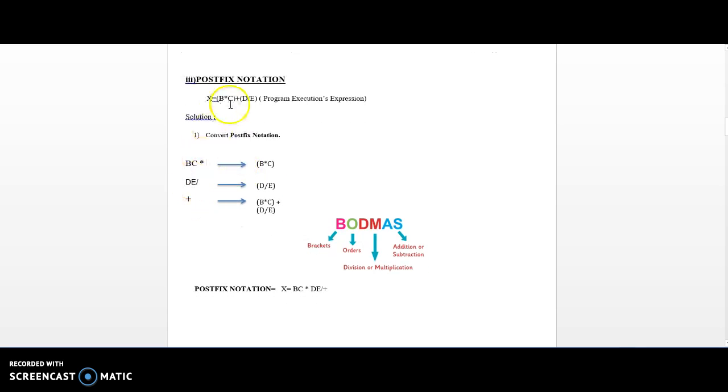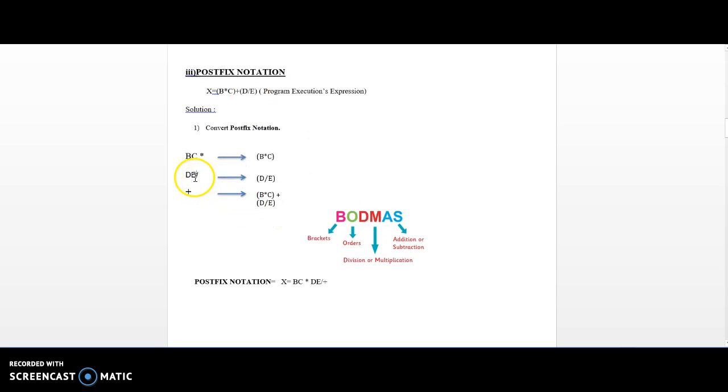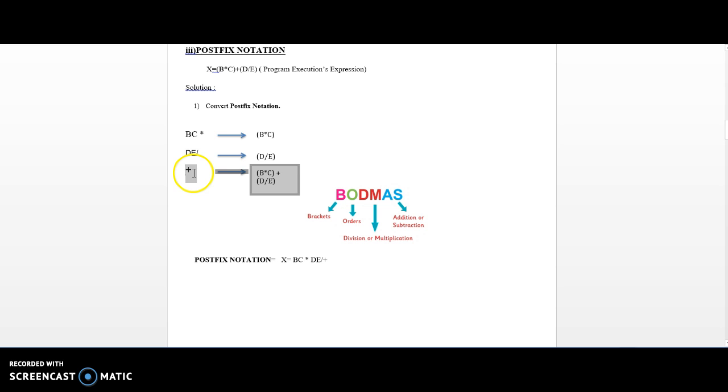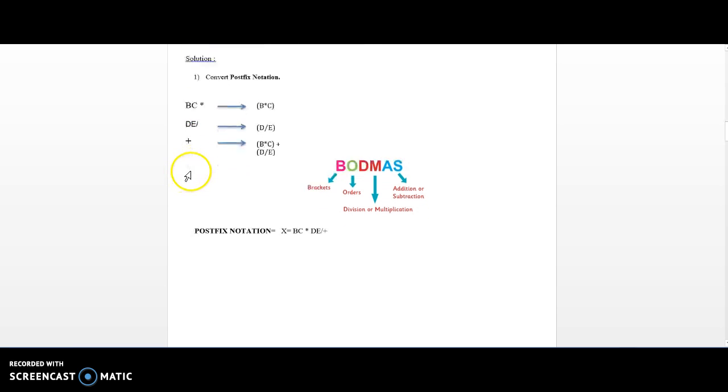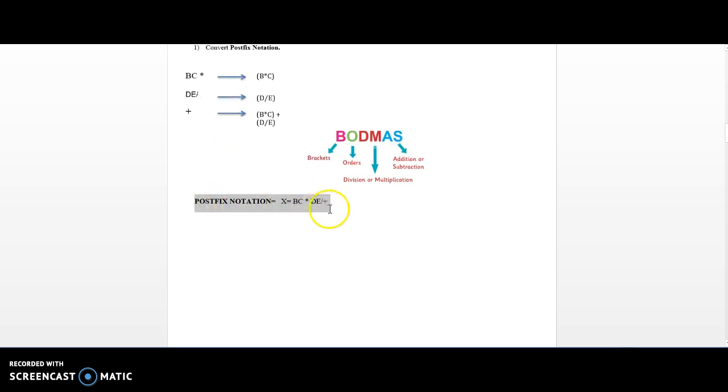Next we go to the next bracket. Take the alphabets first. We use D and we use E, and you follow the BODMAS formula. In the bracket you have division, and you write division. And then next you check what is left outside the bracket, which is addition, which is over here. And then you write it all together, and you get our postfix notation.